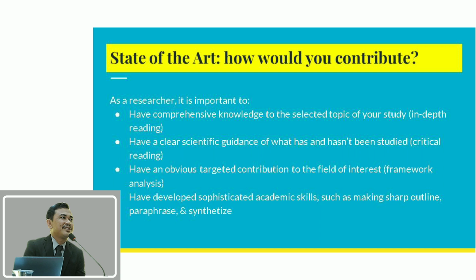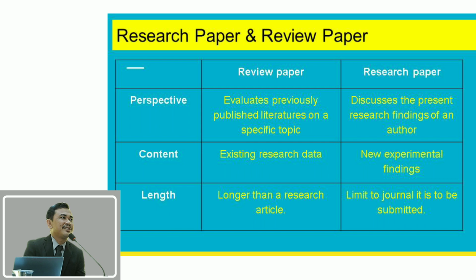And then, some people misunderstood review paper and research paper. They are different. Book review is also a different thing. So review paper here is an activity to evaluate previously published literature on a specific topic. But on the other hand, research paper discusses the present research findings of an author. So they are very different. You go to only one research article in a journal, and then you try to read and discuss the present research findings of the author.